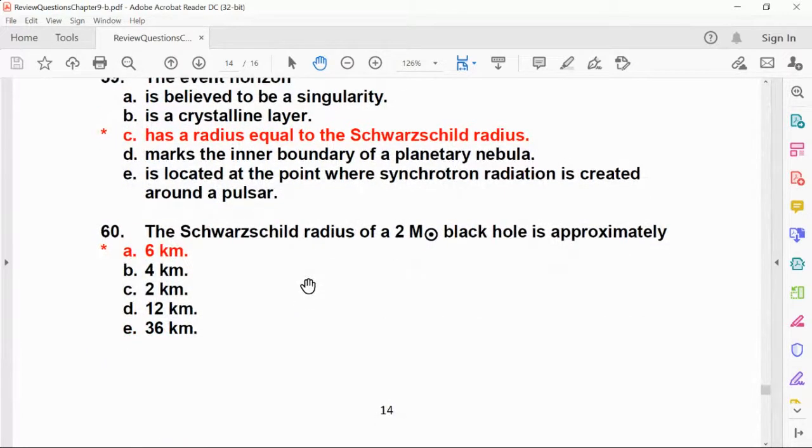Now, from that formula, we're not going to do the calculation, but just to give you an idea, if you use 2 solar masses and you condense them into a black hole, they will have a radius of about 6 kilometers. That means the diameter will be about 12 kilometers. So imagine you take something twice the mass of the sun and put it into something probably the size of a small town.